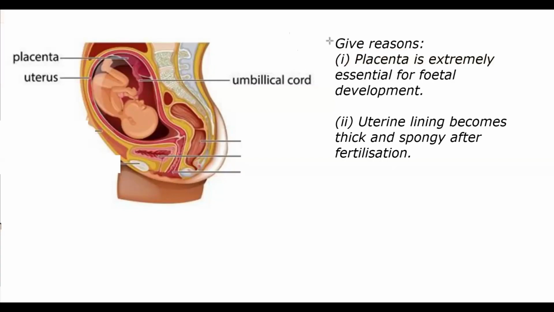I've taken two questions from the chapter Reproduction, class 10th. The question here is: give reason, the placenta is extremely essential for fetus development. Now let's understand where the placenta is. Placenta is actually a tissue. You can see this is the tissue which is present in the uterus, and its main role is to provide nutrition to the growing fetus.